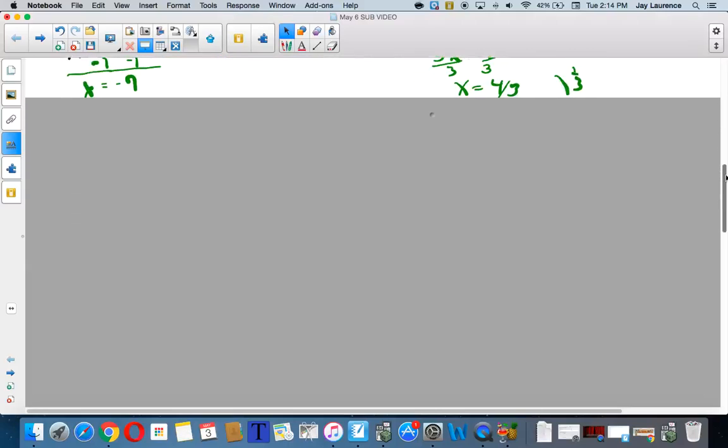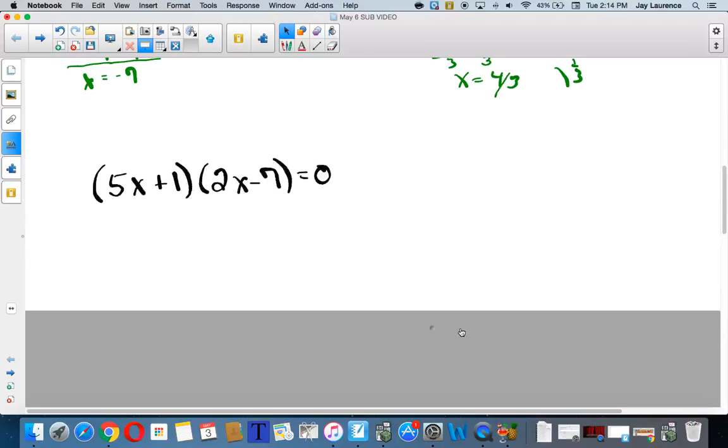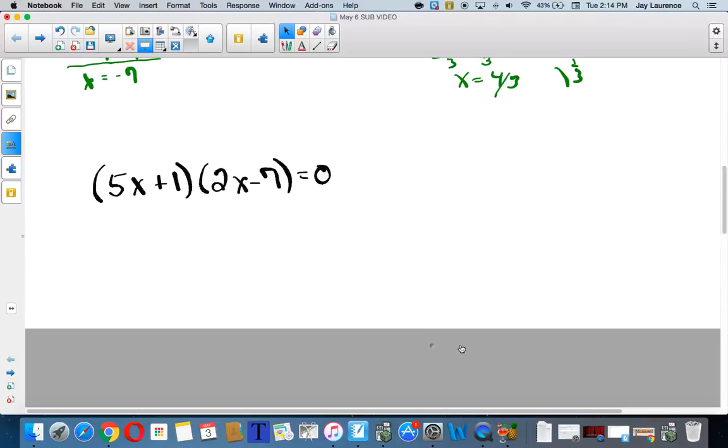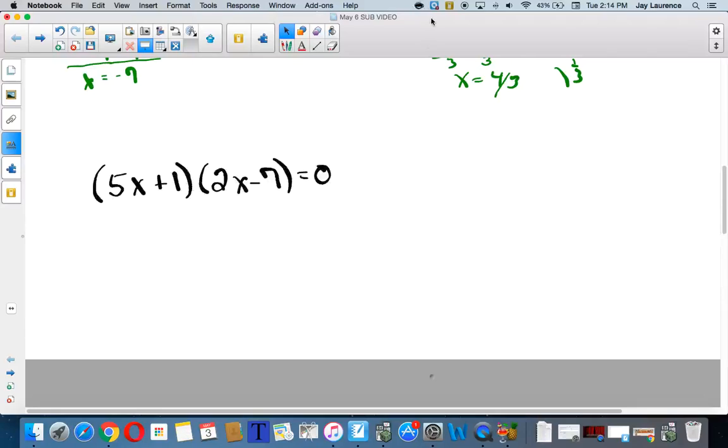Let's see a couple more like that. At least one more. All right. I want you to pause the video now, and I want everybody to attempt to solve this. Tell me when this polynomial will end up equaling 0. Okay, here comes my solution.